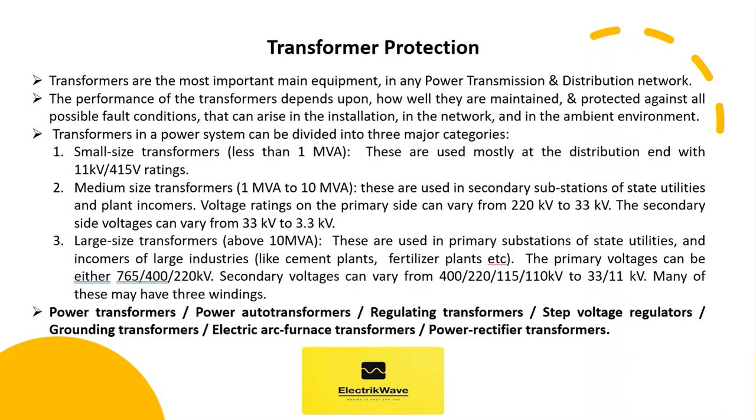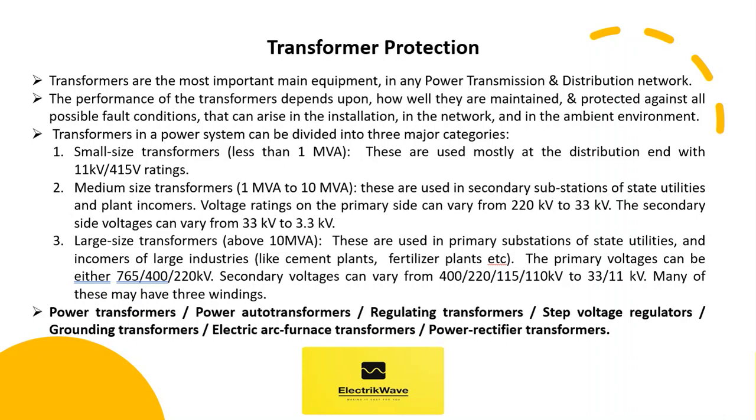Small-size transformers, less than 1 MVA, are used mostly at the distribution end. Medium-sized transformers, 1 MVA to 10 MVA, are used in secondary substations of state utilities and plant incomers. Voltage ratings on the primary side can vary from 220 kV to 33 kV. The secondary side voltages can vary from 33 kV to 3.3 kV.